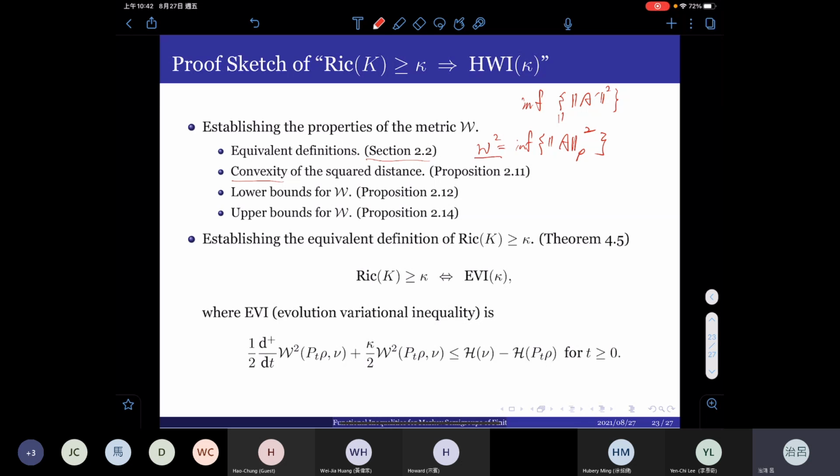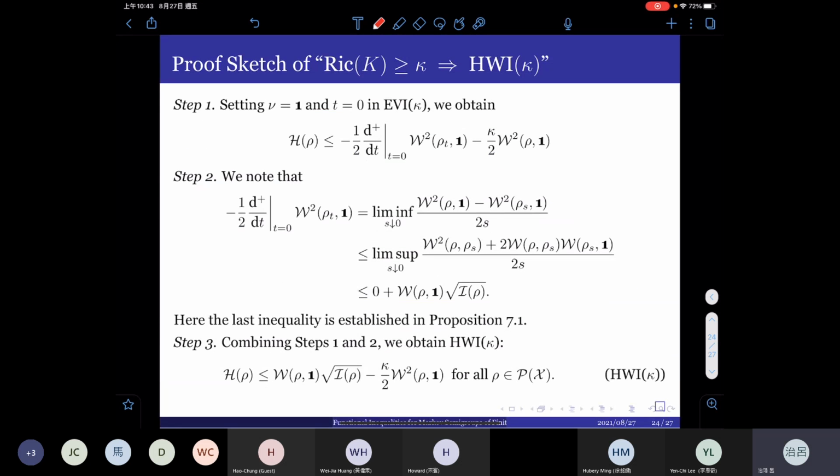And when we have the properties of the metric W, then we can do the Ricci curvature kappa. And here we omit section 3 because it usually does some preparation for section 4. And the key point is to get the equivalent definition of Ricci curvature having a lower bound of kappa. It is equivalent to this. This is an evolution variational inequality, and this inequality means this. And later we use this inequality to get the HWI inequality.